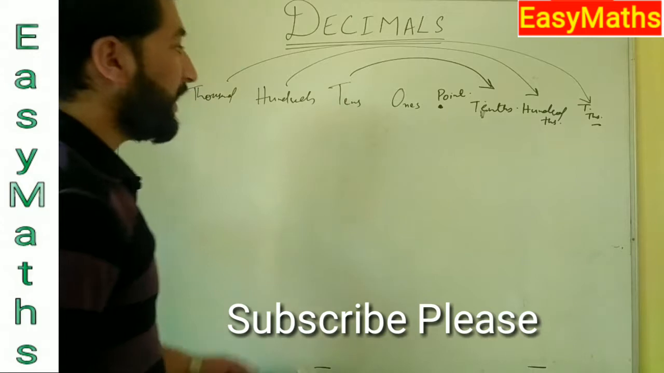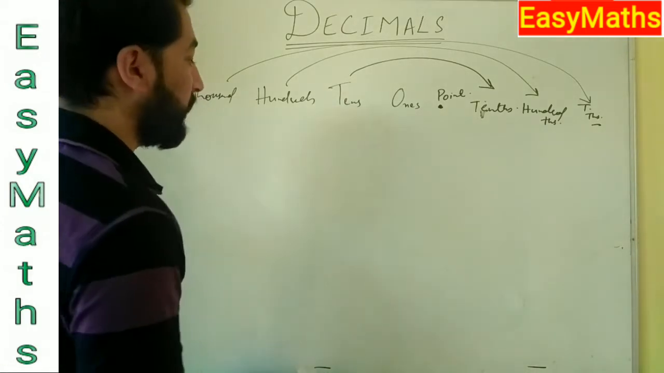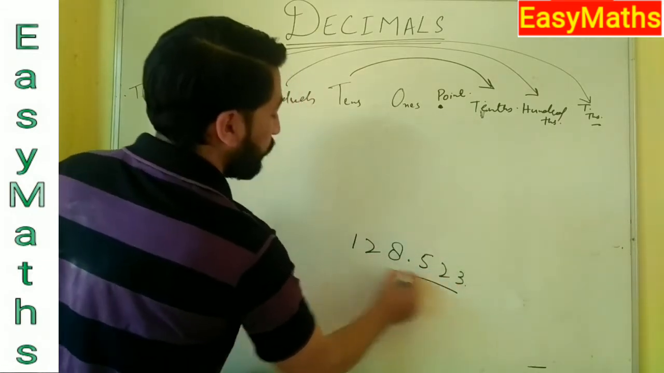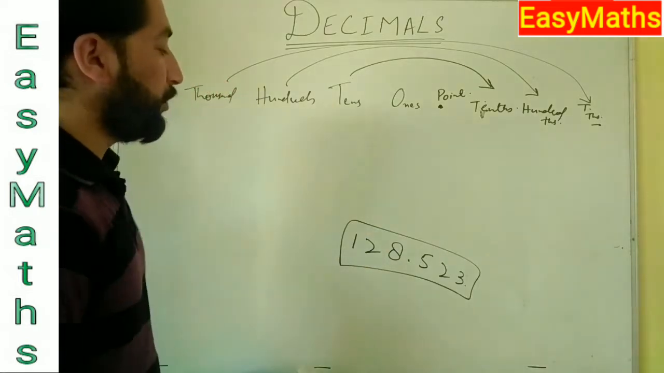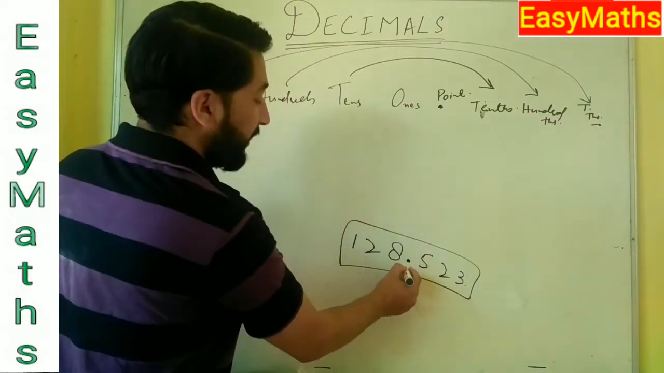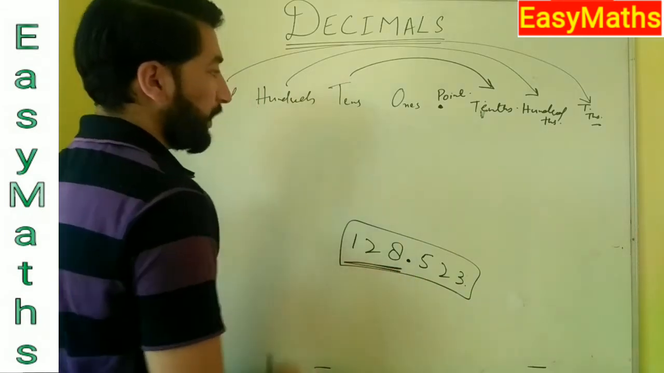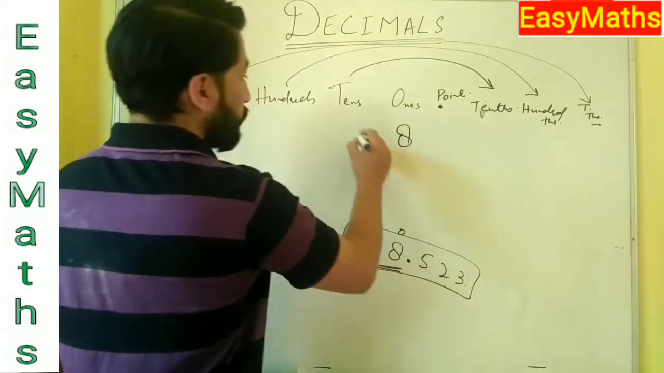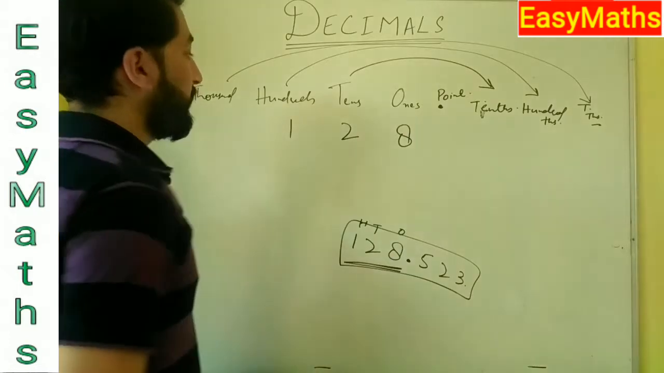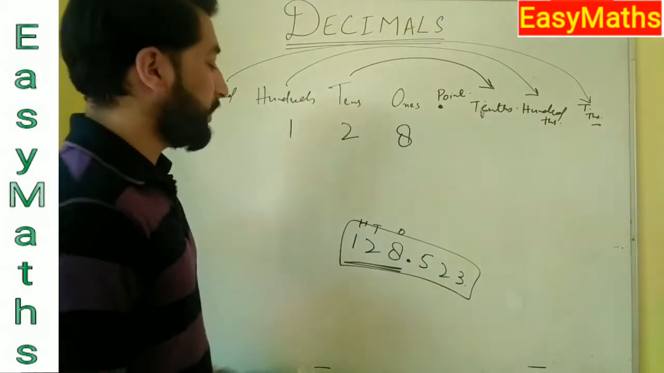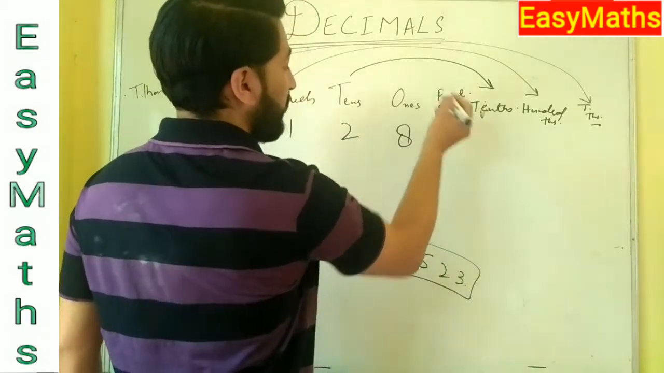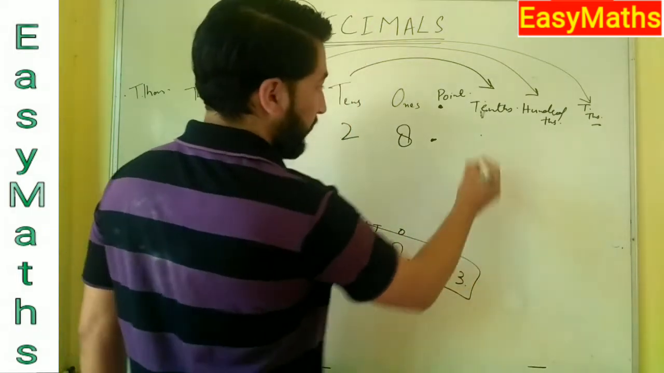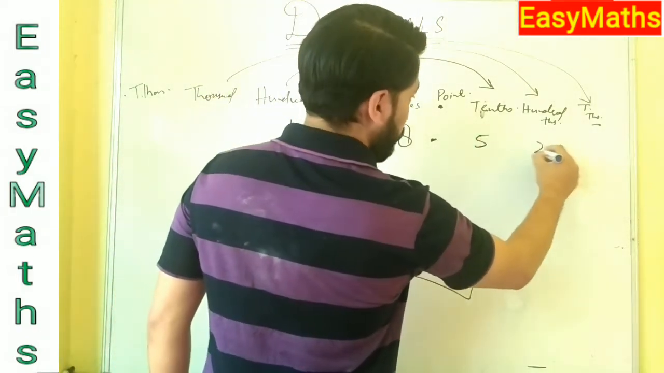Whenever we have to find the place value of any number, suppose we have the number 128.523, how do we write it in the place value chart? Before the decimal point there is the whole number, that is 128. So 8 will come in ones, 2 will come in tens, and 1 will come in hundreds. This is our whole number 128. Then the decimal point, and then the decimal parts: 5, then 2, then 3.